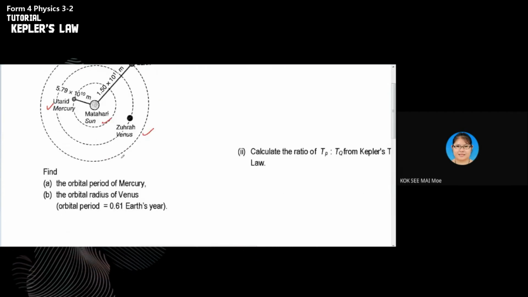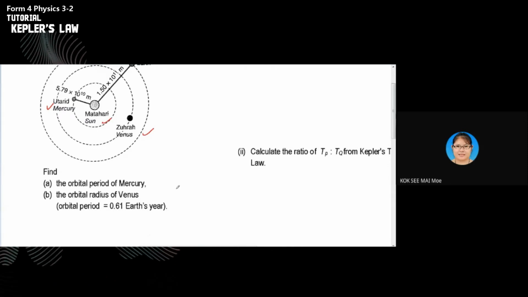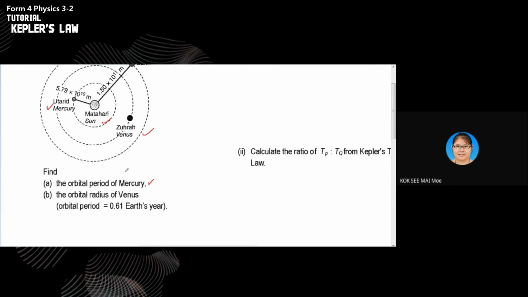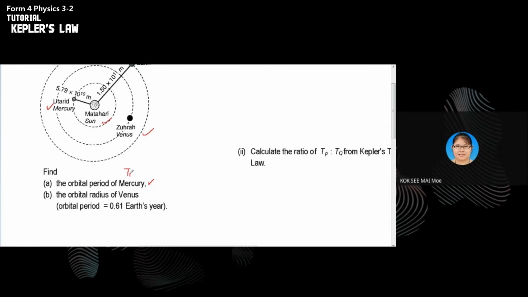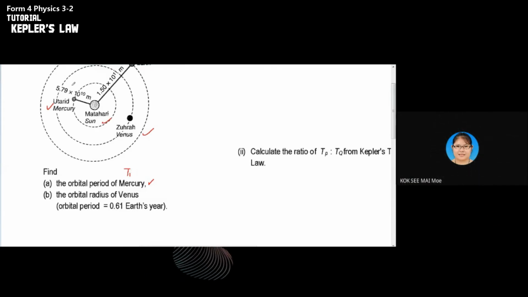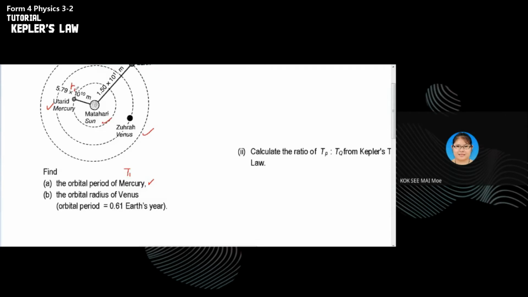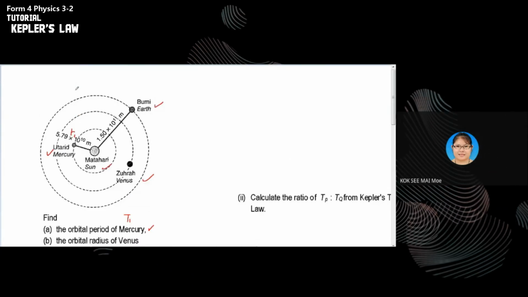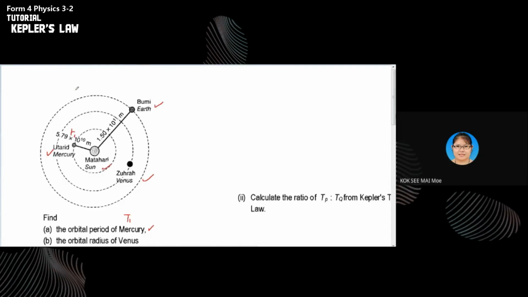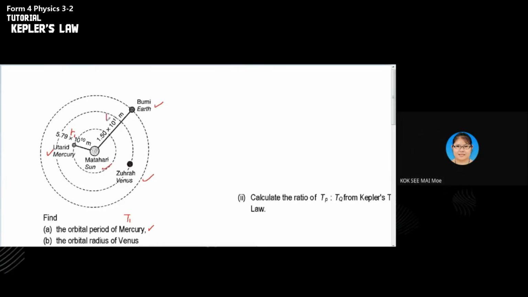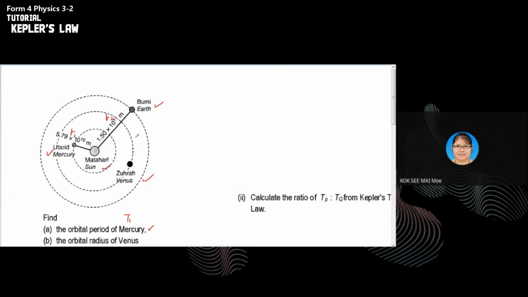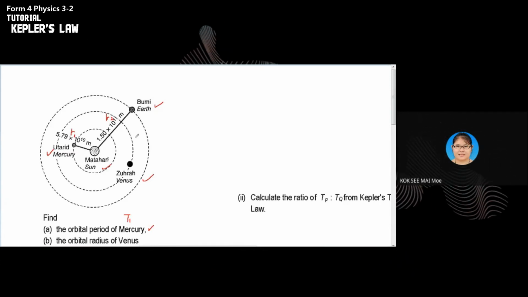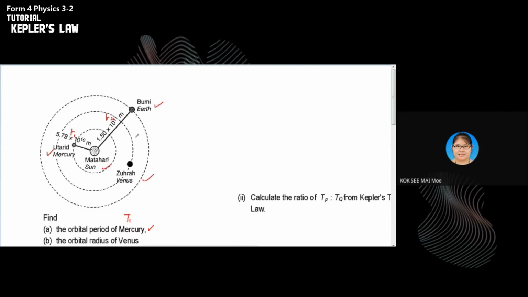Okay, now the first thing they want to find is the orbital period of Mercury. So we just label it T1. They want to find T1 for Mercury. First you need to find out, for Mercury they provided R1. Then Earth, we also know this is an R, and we label it R2. Now the orbital period T1 we don't know. Before that, we see whether the question provides anything or not.